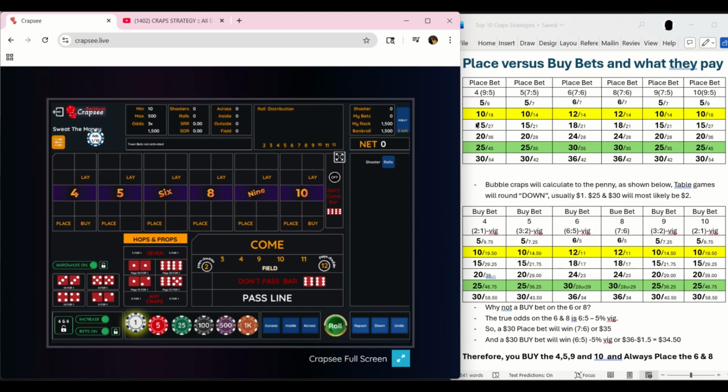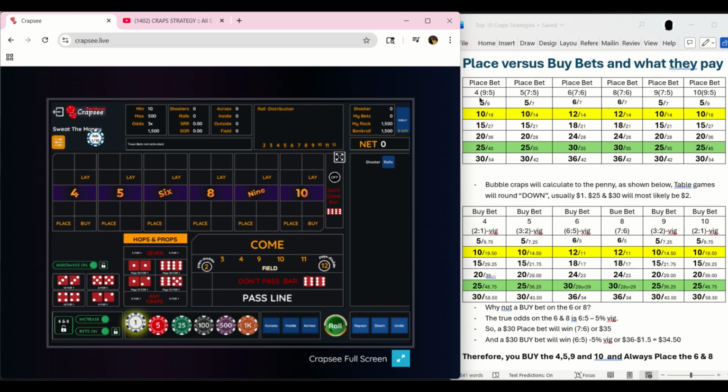they might have some 50-cent pieces, but they mostly have $1, $5, $10, $25, $50, and $100 chips. They can't give you to the penny. And when that happens, they're going to round, and they're going to round down in their favor. Let me give you a couple examples. So let's start with the place bets.